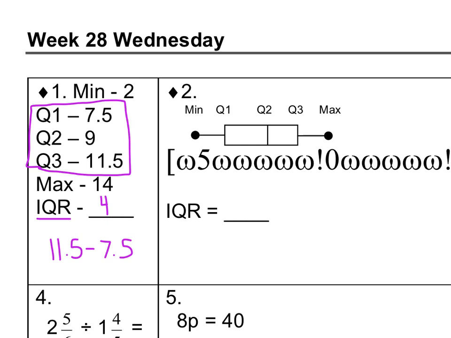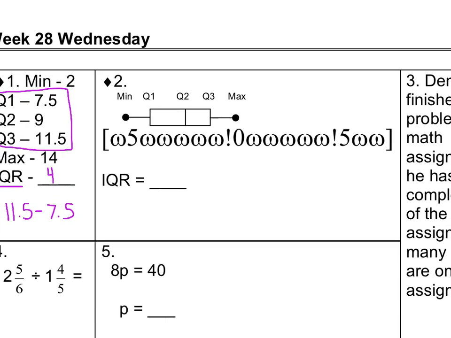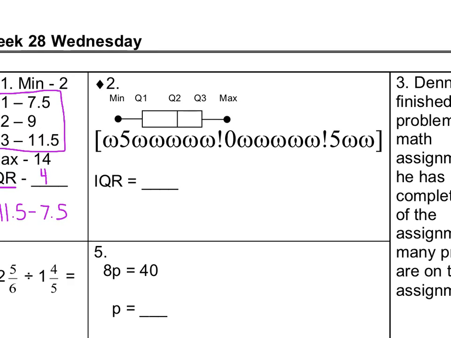For number 2, this time they gave us a box plot and a really weird typo. Okay, so here's what these mean. This is a 5. This is a 10, not that you would know this. And this is a 15. And who knows what these things are.